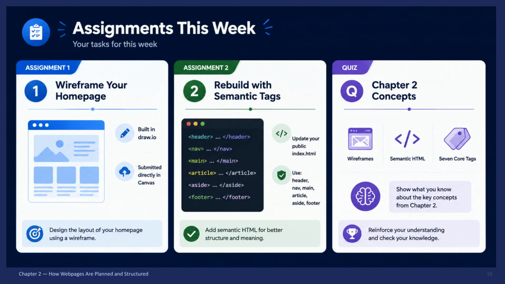This week's 2 assignments, plus the quiz. Assignment 1. Wireframe your own homepage, built in draw.io, submitted directly in Canvas. Assignment 2. Rebuild that same page with real semantic tags, header, nav, main, article, aside, footer, updating their public index.html from Chapter 1. Make sure students understand Assignment 2 builds on Assignment 1's plan, not on a fresh idea. The wireframe they draw this week is the one they'll be coding next. The quiz checks their grasp of wireframes, semantic HTML, and the 7 core tags.